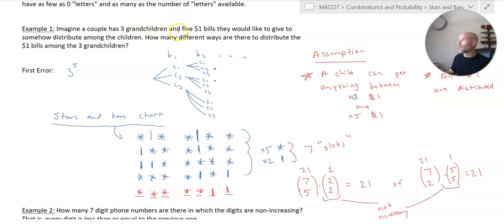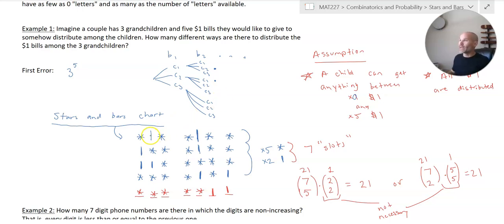We had 2 assumptions, one of which I made a mistake when I wrote it down at first. A child can get anything between 0 and 5 $1 bills. So a child can get no money at all, can get up to 5 $1 bills, or anything in between, right? So 0, 1, 2, 3, 4, or 5 of the $1 bills. And the other assumption was that all of those $1 bills are distributed.